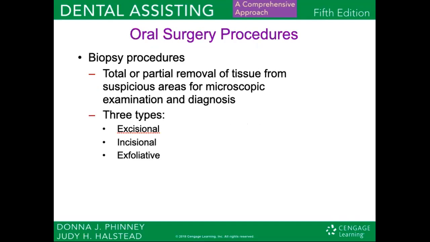Biopsy procedures are also something that an oral surgeon will do. This is when we have the total or partial removal of tissue from the suspicious areas for microscopic examination and diagnosis. So there are three types: excisional, incisional, and exfoliative. The dentist will examine every patient for abnormal tissue, and when it's found, a biopsy will be performed. The tissue will then be examined for any malignancies. And just note that early detection can save lives. So it's important that we, as dental professionals, do oral cancer screening regularly along with any other exam.